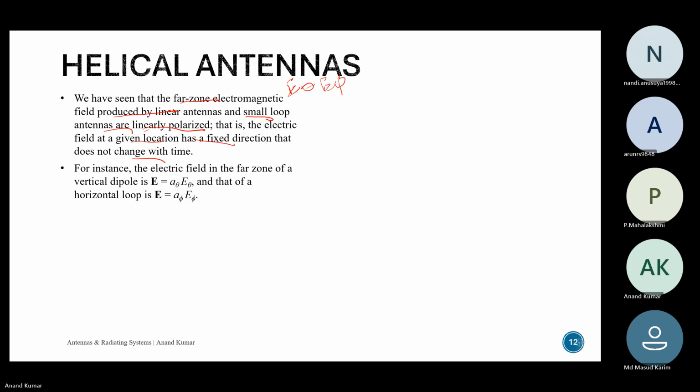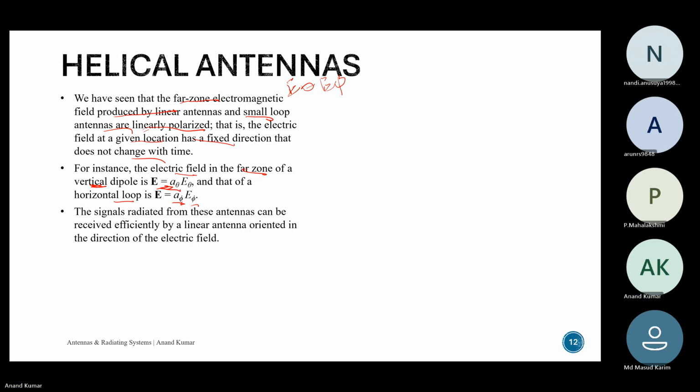If you remember, when we wrote down the far zone electric field for a vertical dipole, it turns out to be E theta, and for a horizontal loop, it's E phi. The signals radiated from these antennas can be received efficiently by a linear antenna oriented in that direction.